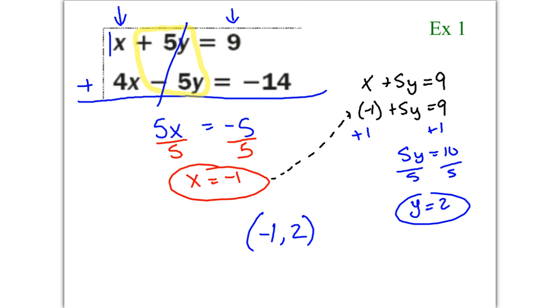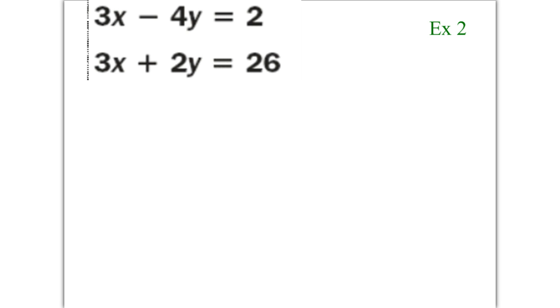The next one we'll look at is one like this, where we have to actually figure out that once we add these together, if we try to add them together, what would happen is we would get 6x and -2y and 28, adding each column together. So 3x is 6x, -4 and 2 is -2, and 2 and 26 is 28. But we didn't really get anywhere. We didn't get any of the variables to cancel out.